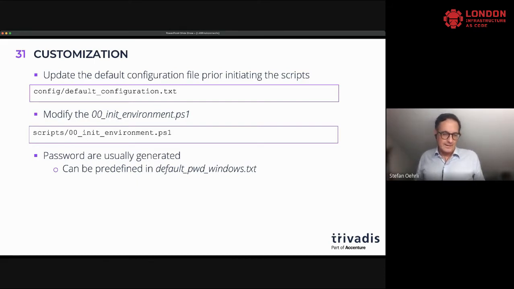Besides this, there is some other specialty. By default, if not specified, I can generate the passwords. So the passwords are usually created with a random function, but you can also predefine a password in the file default password Windows text. That file is located at the same place as the default configuration text. So if you want to have a specific password, you can add it in there.